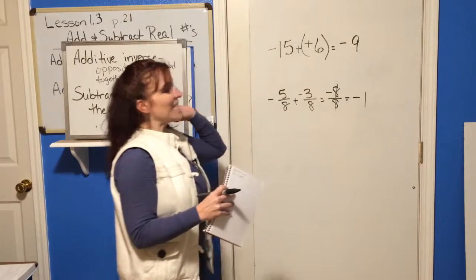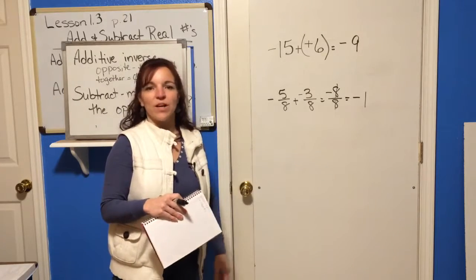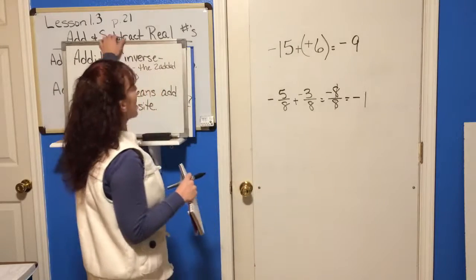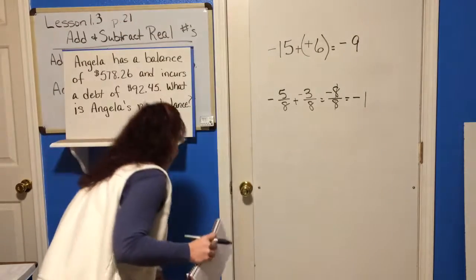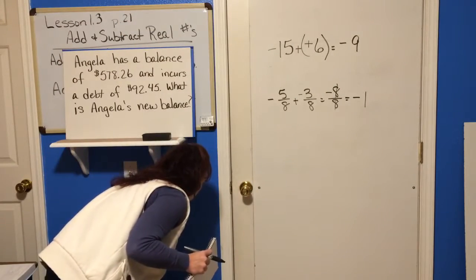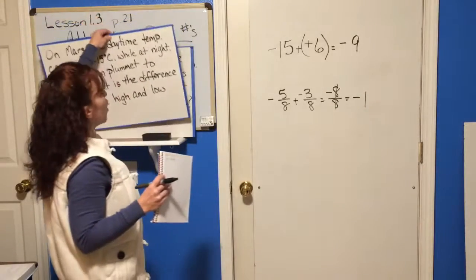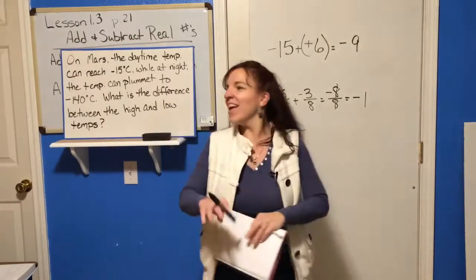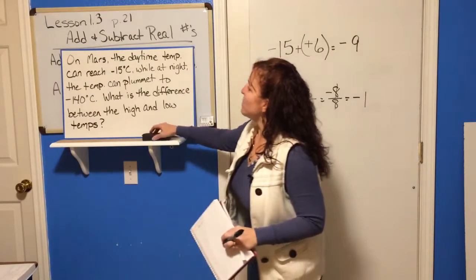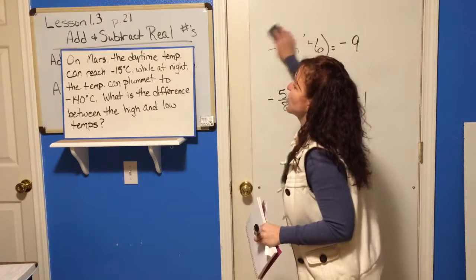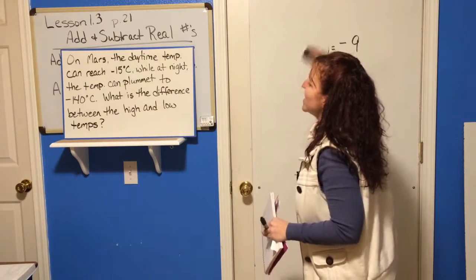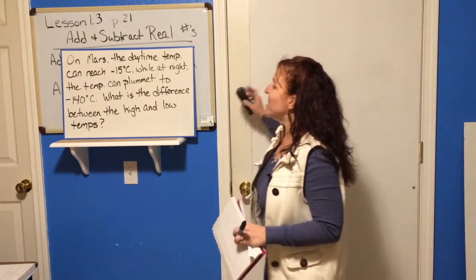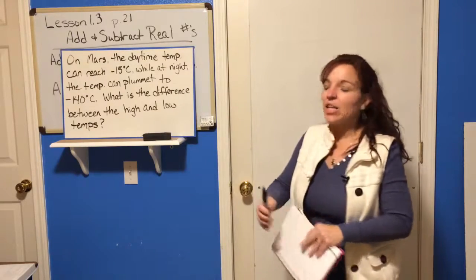The same exact thing happens with subtracting with decimals. If you're subtracting with decimals, you're going to add the opposite. Let's look at a word problem that has that in it, because I know you love word problems so much. On Mars, the daytime temperature can reach negative 15 degrees Celsius, while at night the temperature can plummet to negative 140 degrees. What is the difference between the high and low temps?